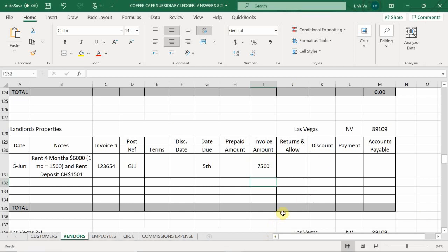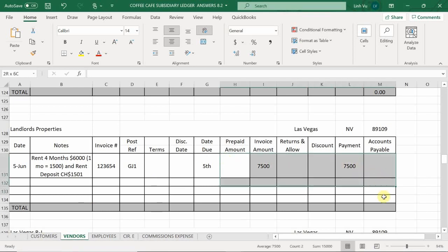Right? I paid 7,500. In this case, was there any returns and allowances? No, but in case for future, this is what this section is for. Maybe you have a fight with your landlord saying that's not fair, I want my money back. Then they would do the returns for you. Again, no discount, right? Because they didn't give you terms. And again, did you make a payment? Yes, you did. So in this case, yes, I did make a payment.